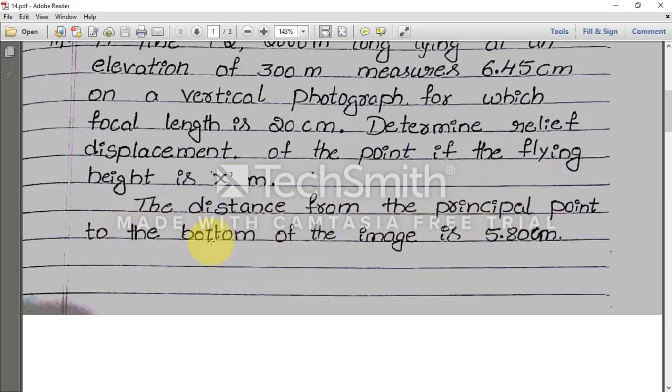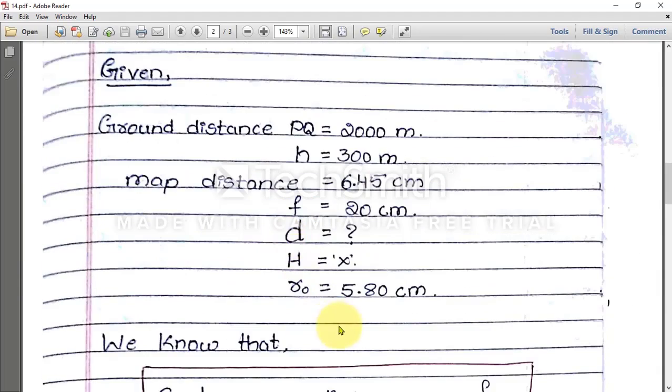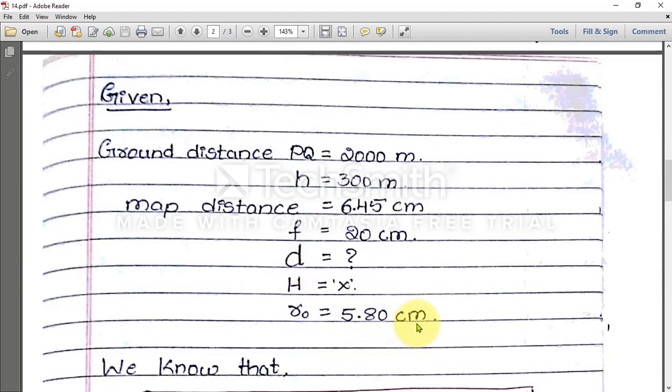The distance from the principal point to the bottom of the image is 5.80 centimeter. In the previous video we have seen top of the image, from principal point to the top of the image R. From principal point to the image, not top, not bottom, he simply asked image. Then also we have taken smaller. But here it particularly asked bottom of the image. Therefore this one is an R naught value. Important one, remember this one. Okay, so write down R naught is equal to 5.80 centimeter.